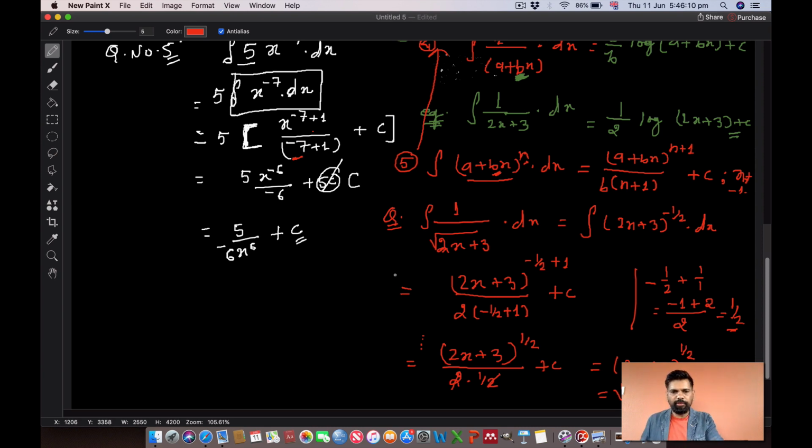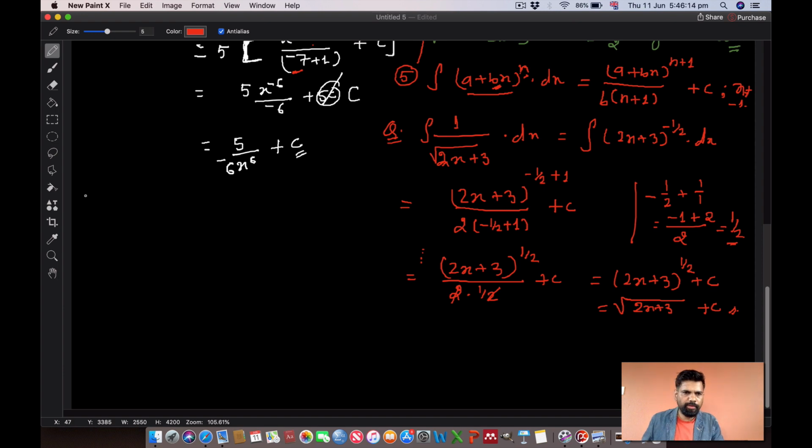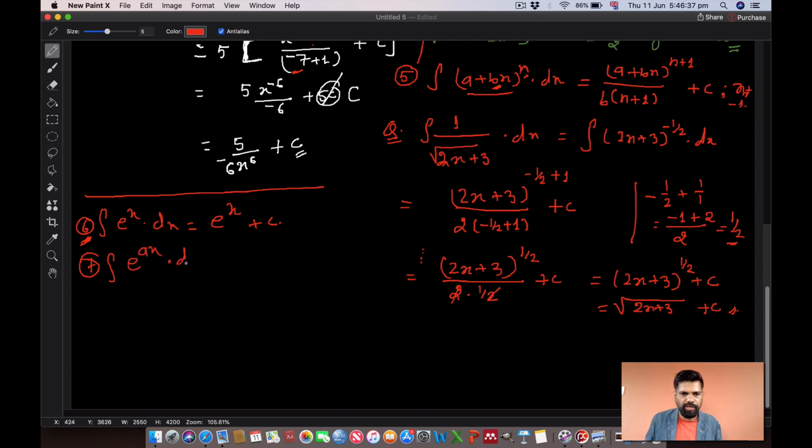Now we will have another formula, the integration of exponential functions. Formula number 6: integration of e^x dx is equal to the same e^x plus c. And what about the integration of e^(ax) dx or e^(minus ax) dx? Then the formula is e^(minus ax) over minus a plus c, or integration of e^(ax) dx is e^(ax) over a plus c.